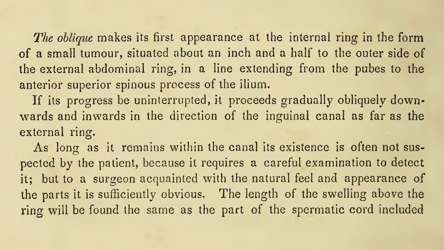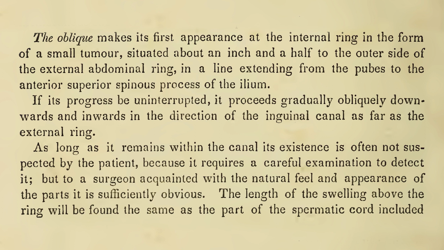The oblique makes its first appearance at the internal ring in the form of a small tumor, situated about 1.5 inches to the outer side of the external abdominal ring, in a line extending from the pubes to the anterior superior spinous process of the ilium. If its progress be uninterrupted, it proceeds gradually obliquely downwards and inwards in the direction of the inguinal canal as far as the external ring.